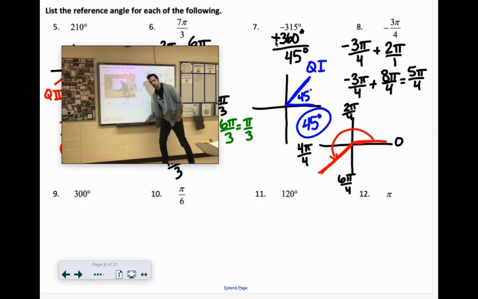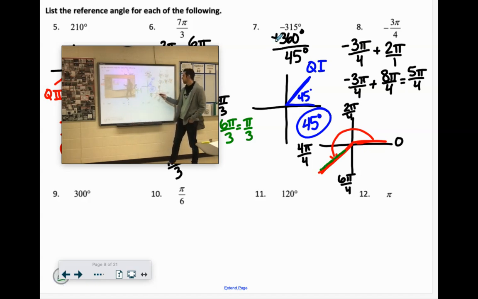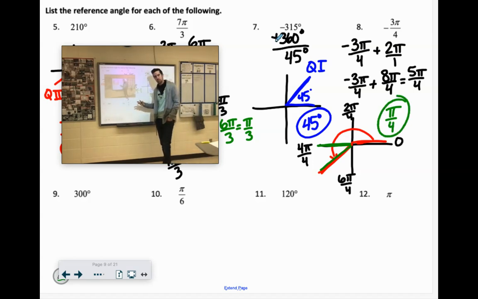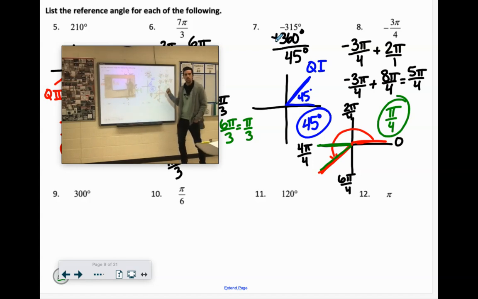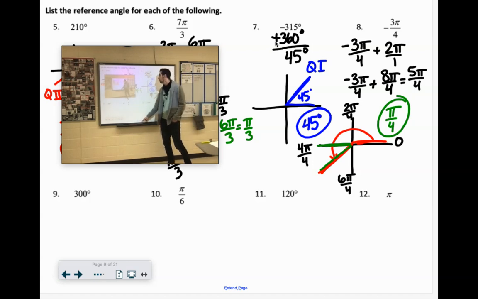So remember what a reference angle is. It ends at the same place, and it forms an acute angle with the x-axis. How much further did it go beyond 4 pi over 4? It went 1 more pi over 4. So that would be our reference angle, pi over 4. Or if you want to use the formulas, it's in quadrant 3, so you could do our angle, which was 5 pi over 4, minus pi. And pi would be 4 pi over 4. We essentially did that.